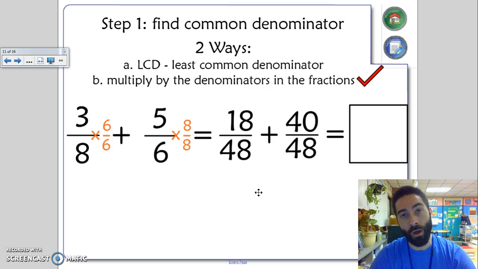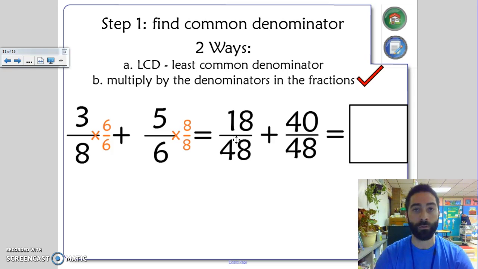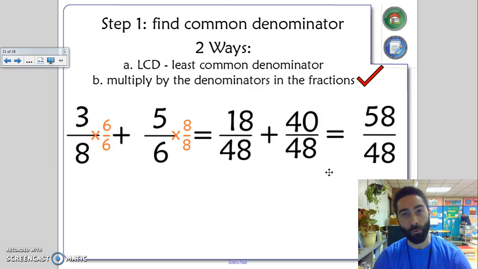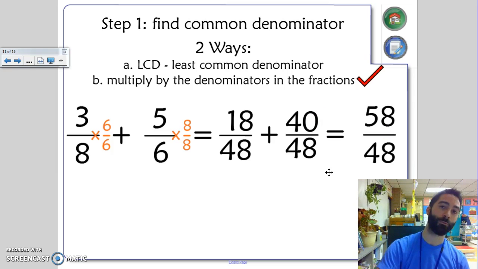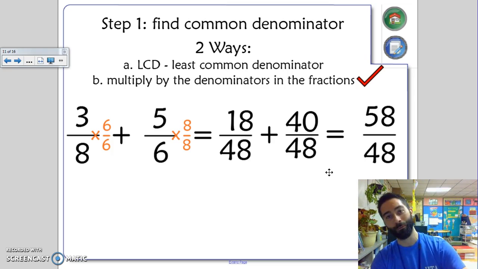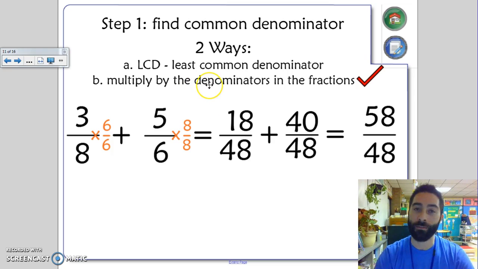And this is the reason why we don't recommend you use multiplying by denominators, is because the numbers in your fractions, the numerators and denominators, get to be huge numbers. And so now you're really adding very large numbers. And so now you need to really manipulate the numbers in a different way. So now I do 18 plus 40, and I get 58 over 48. Now, 29/24 is much easier to work with than 58 over 48. So that's why multiplying by the denominators is not such a good idea, but it works if you're having trouble with the LCD.